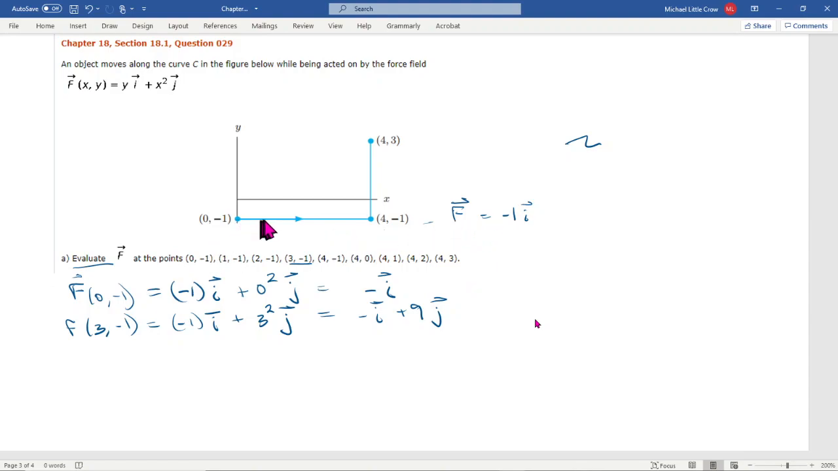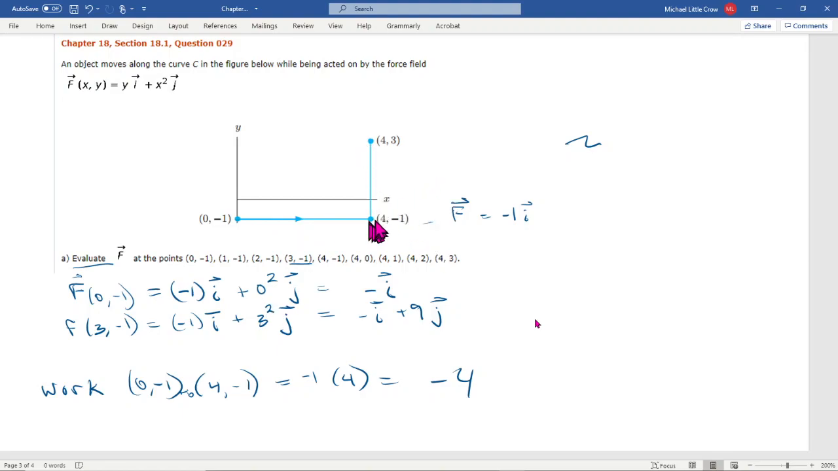And we need to do it at each of these points actually. So we're going from 0 to 4, so the length of this path is 4, and the force against it is -1. So the work from (0, -1) to (4, -1) is going to be -1 times the length, which is 4, it gives us -4. So that's the amount of work along this part. It's actually going against, so the work is negative.